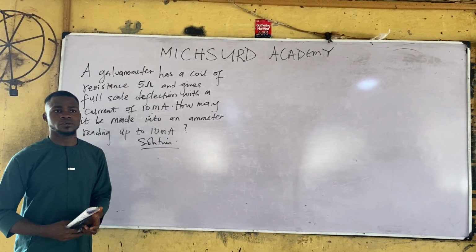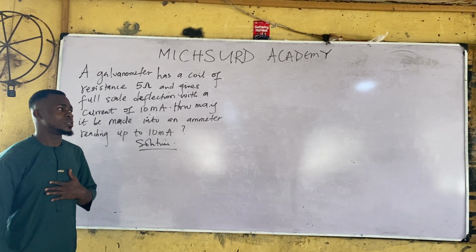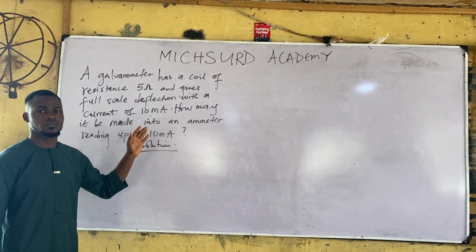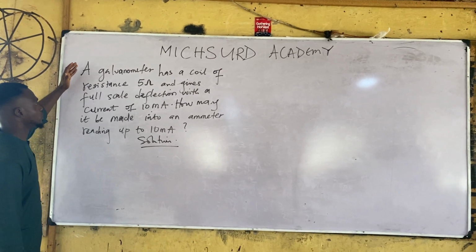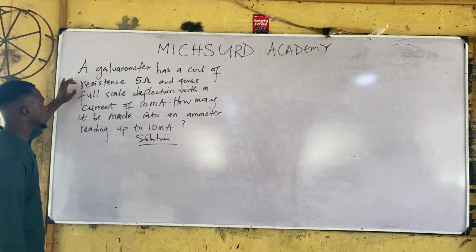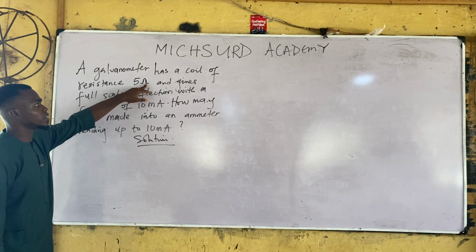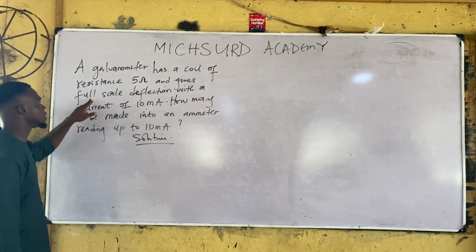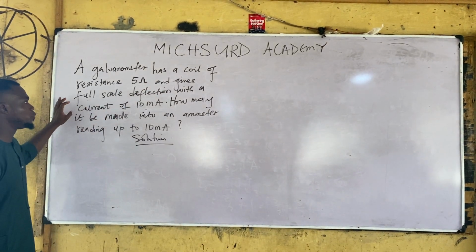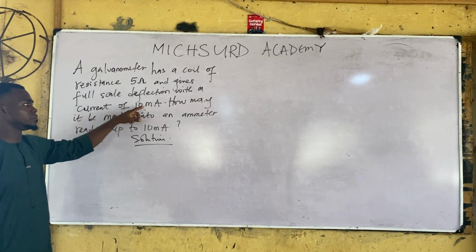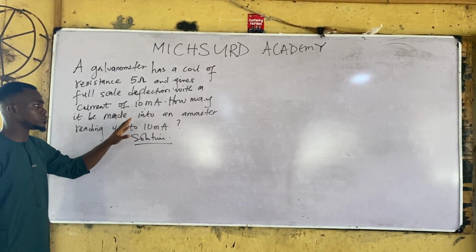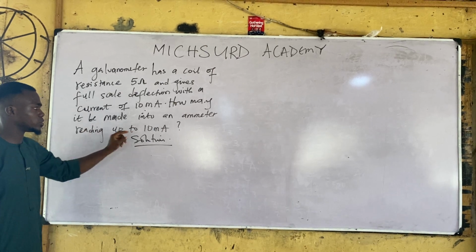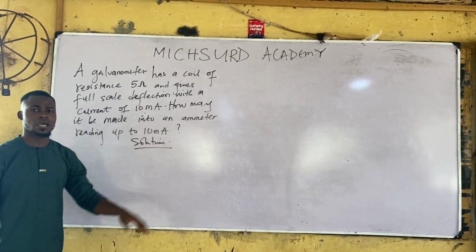Now we have a question on electromagnetism. This is under DC circuit, direct current circuit. Now we are looking at a galvanometer that has a coil of resistance 5 ohms and gives a full scale deflection with a current of 10 milliampere. Now how may it be made into an ammeter reading up to 10 ampere?